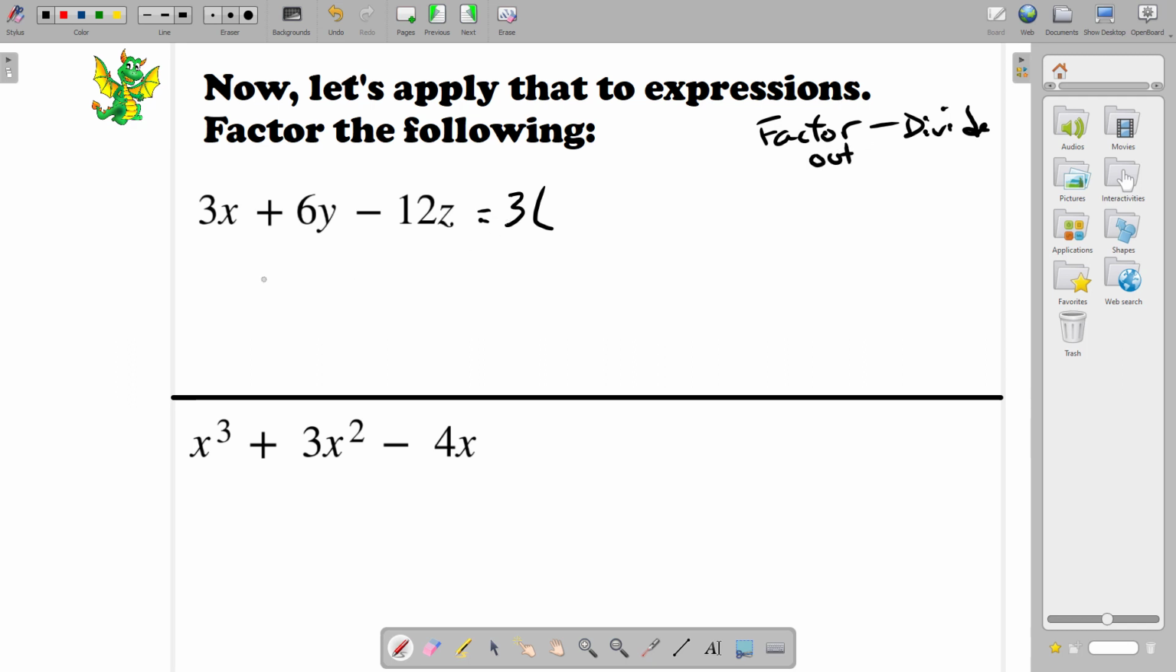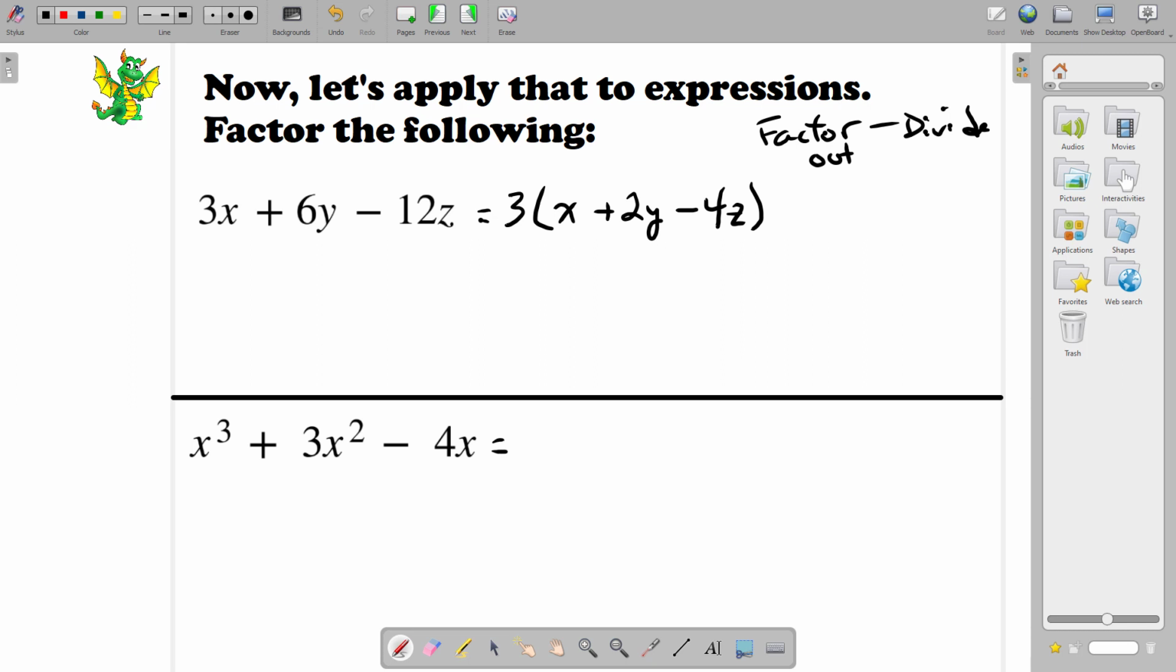So if we factor out or divide out a 3, then I would have an x left. 3x divided by 3 is x. If we divide out a 3 from 6y, we get 2y. And if we divide out a 3 from 12z, we get 4z. If I use the distributive property and distribute the 3 over the x, the 2y, and the 4z, I will get 3x plus 6y minus 12z. So it's sort of undoing the distributive property.